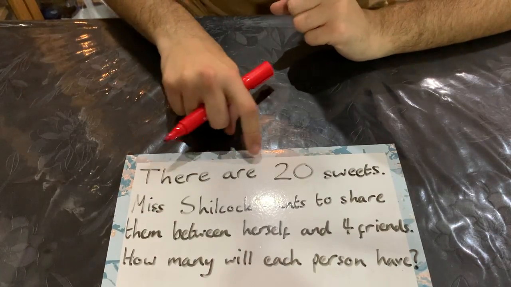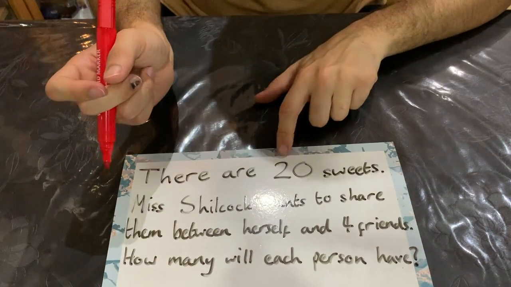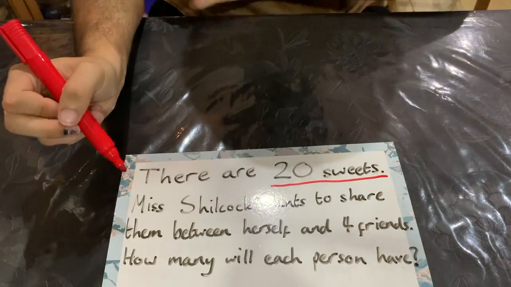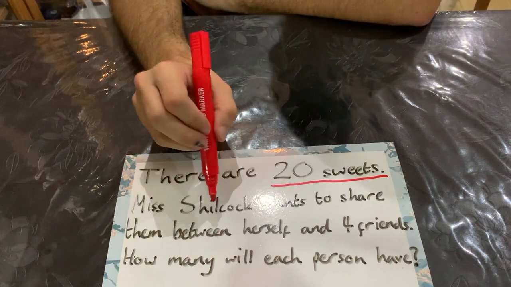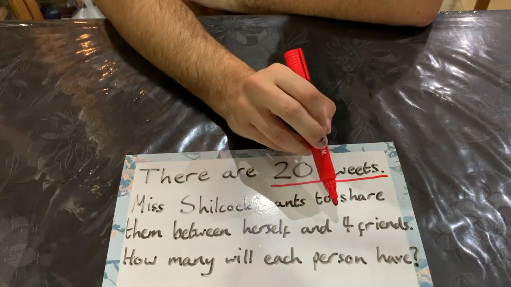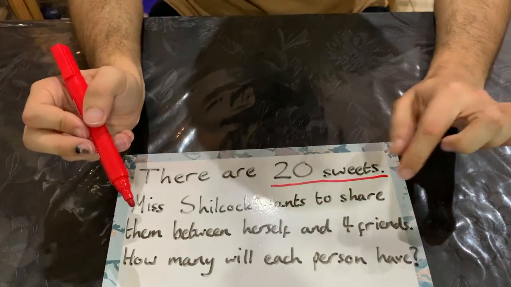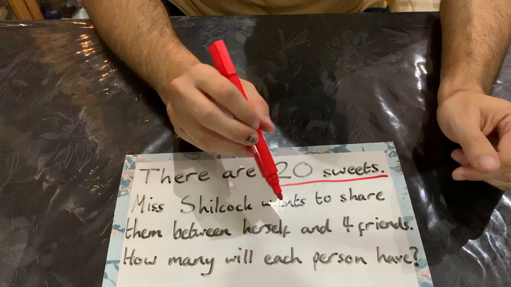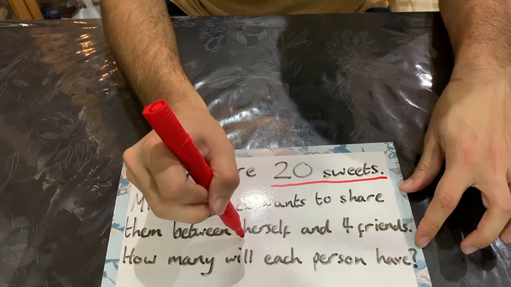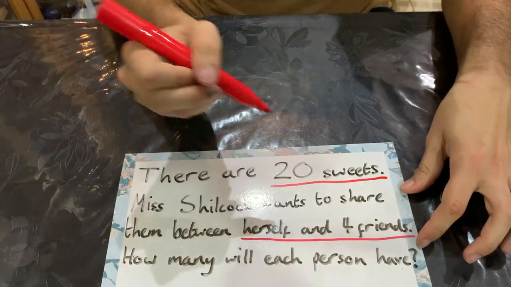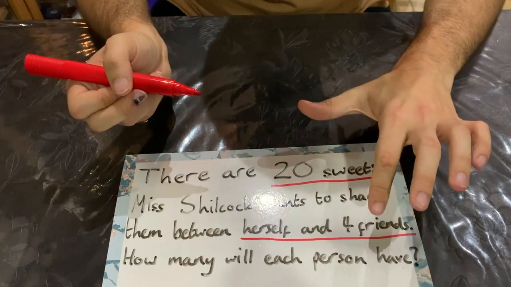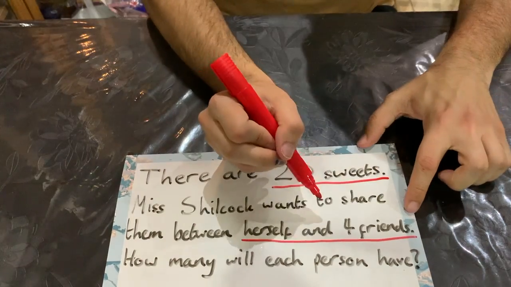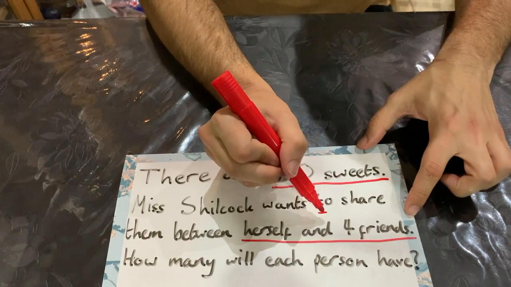So there are 20 sweets, which I'm going to underline because I think that's very important information. Miss Shilcock wants to share them between herself and 4 friends. Now, I'm not sharing it between 4 because my question says between herself and 4 friends. So if you can work that out in your head, that means I'm going to be sharing it into 5 because it's between herself and 4 friends. So I'm just going to write a little 5 there to help me.